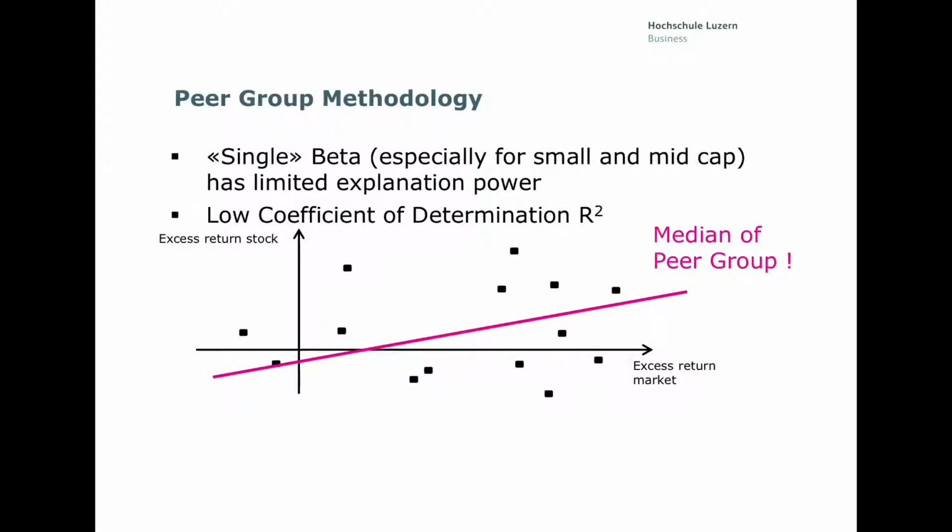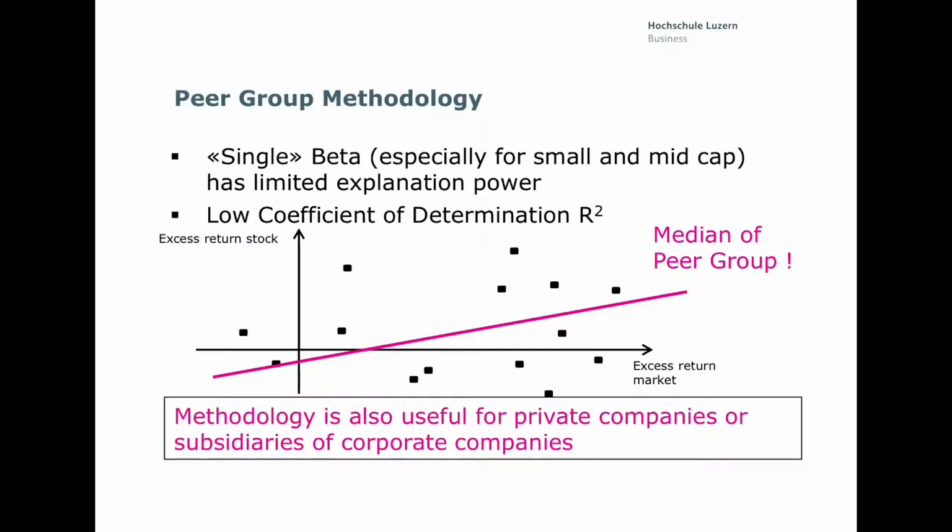In order to reduce this uncertainty, we estimate betas for other firms in the same industry. To determine the cost of equity for the company to be valued, we use the median beta of this peer group. This methodology is also useful for private companies or subsidiaries of corporate companies.